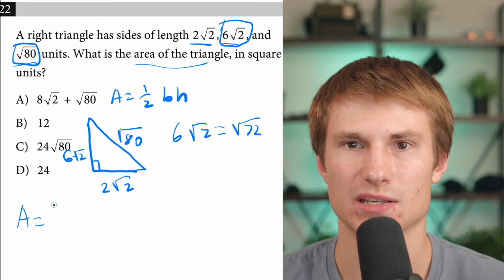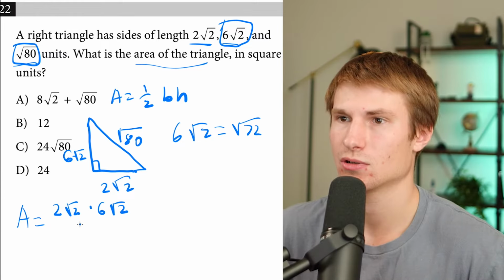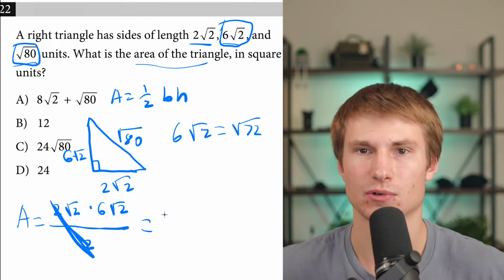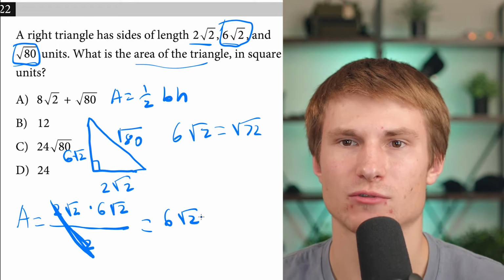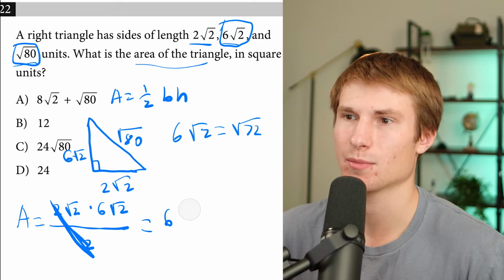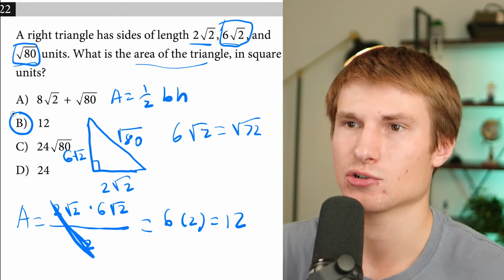So we've got our base, which is 2 root 2, times our height, which is 6 root 2, all divided by 2. I see our 2's are going to cancel right there. Okay, so they're gone. Next thing I'm going to end up with is 6 times root 2 times root 2. Root 2 times root 2 is the same as multiplying by 2. 6 times 2 is going to equal 12. So our answer there would be answer choice B.